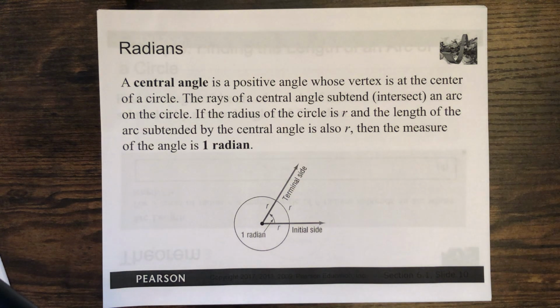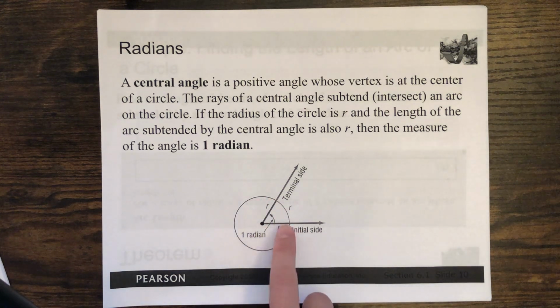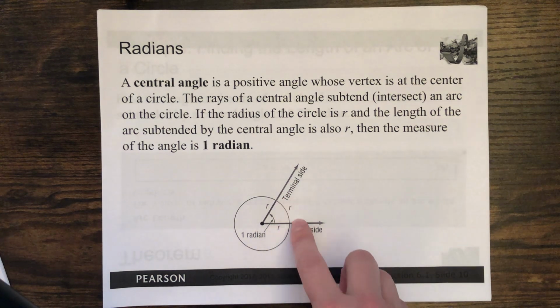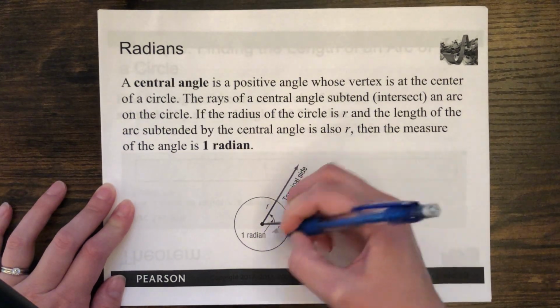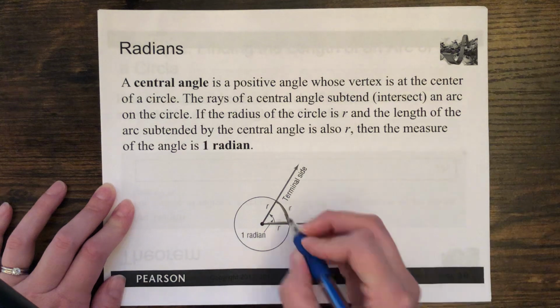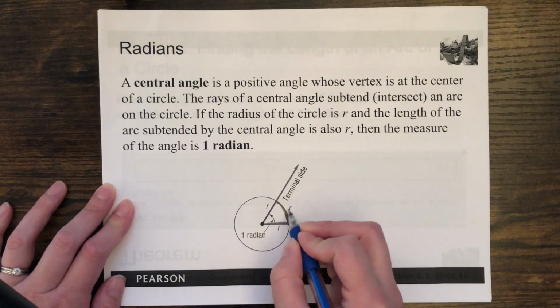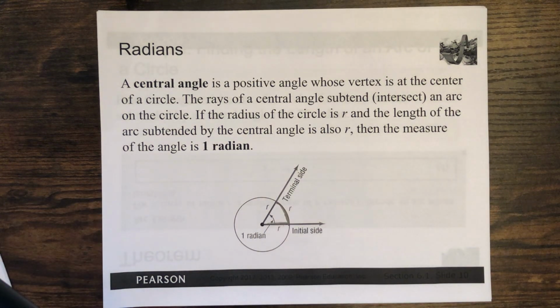All right, so a central angle is a positive angle whose vertex is at the center of a circle. The rays of the central angle subtend or intersect an arc of the circle, so you can see the arc here. If the radius of the circle is r and the length of the arc is the same as r, so if I take that radius and bend it over so that it is exactly on this arc here, I haven't changed it. This is r, this distance is also r. Then the angle that is formed here is defined as a single radian. That's how we defined radians.